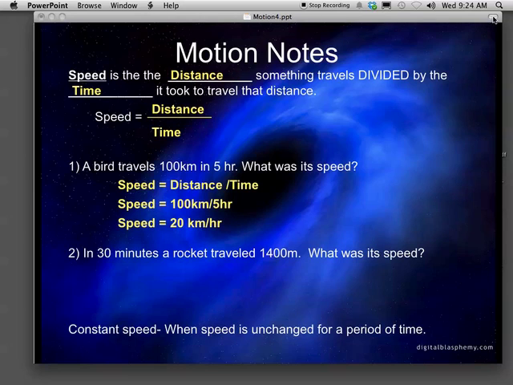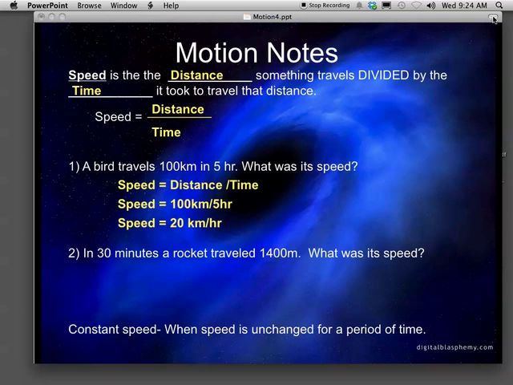Now the units of speed are always going to be dependent on the units you had in your problem. The distance in this case was in kilometers. The time in this case was in hours. So our units of speed in this example are kilometers per hour.